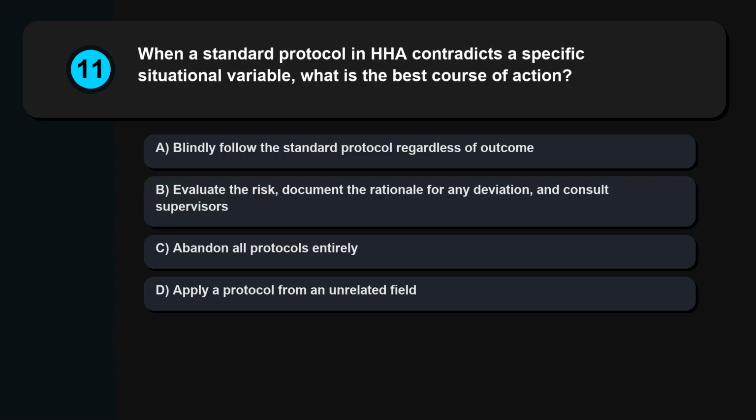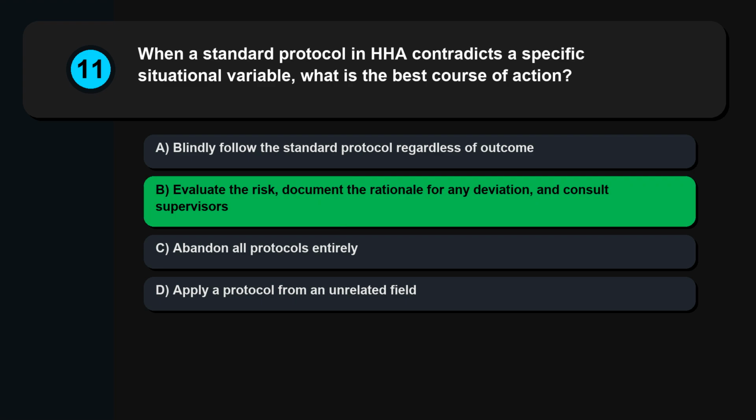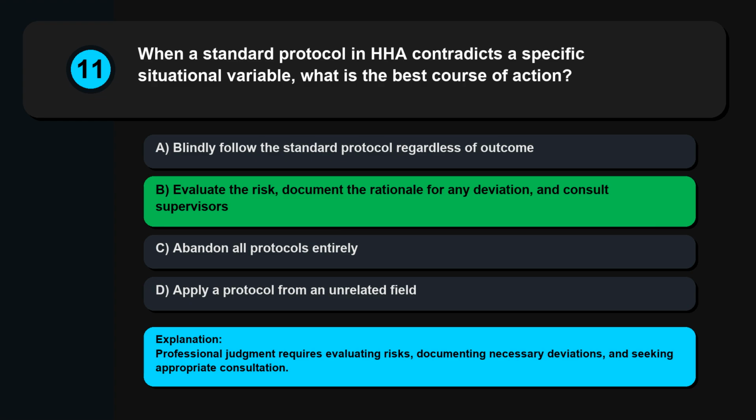Question 11. When a standard protocol in HHA contradicts a specific situational variable, what is the best course of action? Blindly follow the standard protocol regardless of outcome. Evaluate the risk, document the rationale for any deviation, and consult supervisors. Abandon all protocols entirely. Apply a protocol from an unrelated field. Professional judgment requires evaluating risks, documenting necessary deviations, and seeking appropriate consultation.